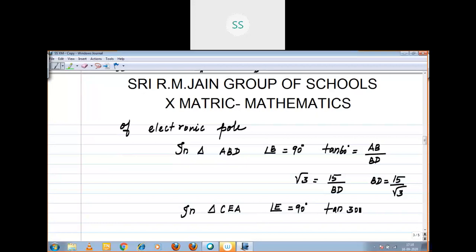Next, in triangle CEA, angle E equal to 90 degree, tan, what angle they said? 30 degree. Tan 30 degree equal to AE divided by CE. Tan 30 degree, what value? 1 by root 3 equal to AE divided by CE. What is your AE, children? Any idea about that?